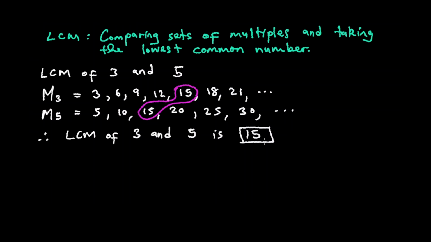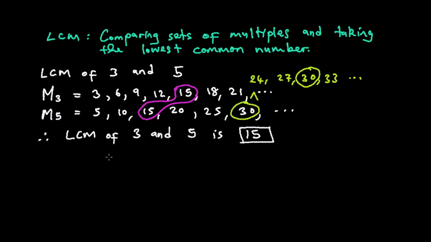Okay, so imagine we had continued here with 21, 24, 27, 30, for example 33, going on and so forth. If you look closely you will see that 30 is also a common multiple, but it's not the lowest. So the lowest common multiple is the first common number appearing between the sets of the two numbers we are dealing with. Is it making sense?